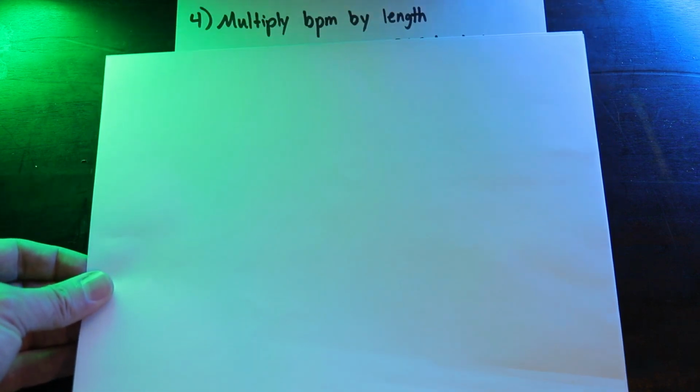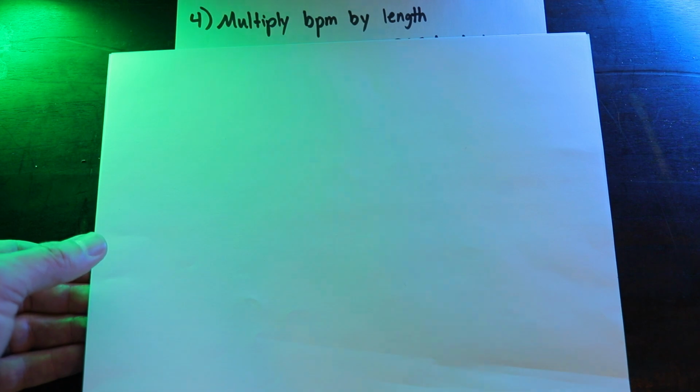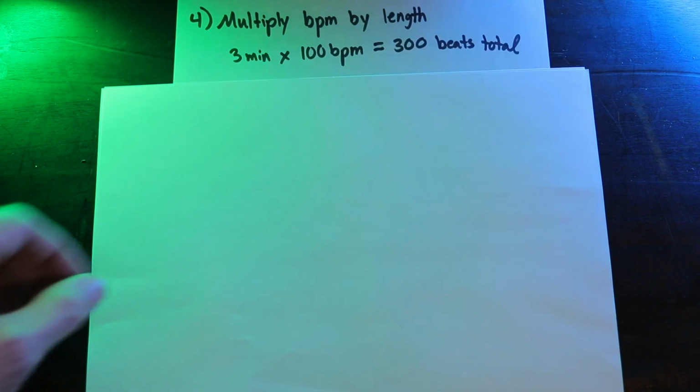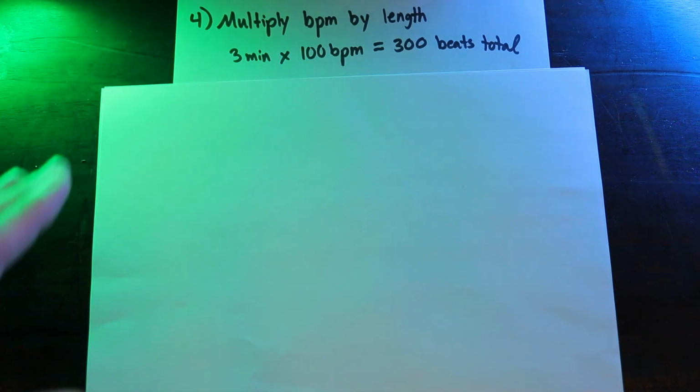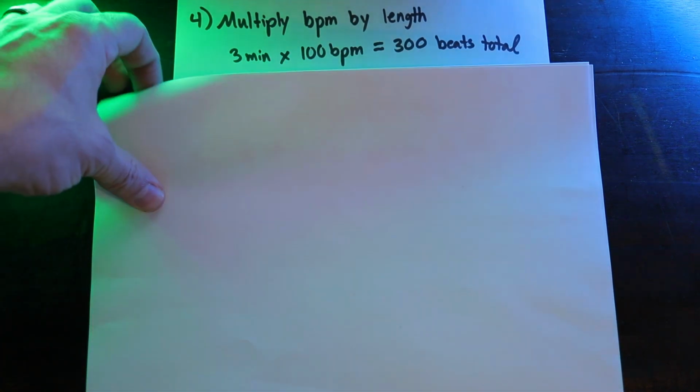The next thing we want to do is multiply the tempo by the length of your song. Let's say you want to do a 3-minute song, approximately. Everything changes, everything is revised and rewritten, at least it is when I'm writing songs. So 3 minutes times 100 beats per minute, we're dealing with 300 total beats in the song. Okay, great, we have 300 beats now, right?